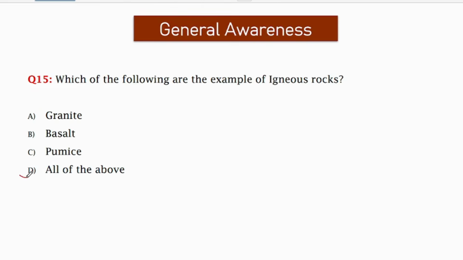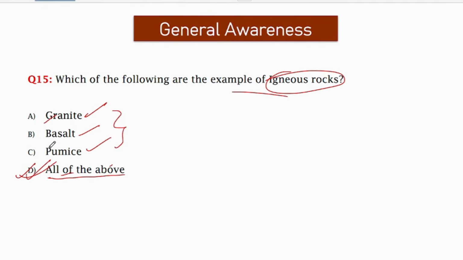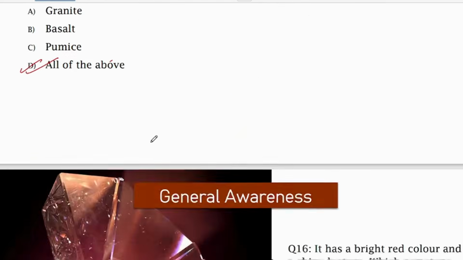The right answer is all of the above. Igneous rocks: granite, basalt, and pumice. The reason why I have given you this question and all these options is that if any one of these is there in your exam, you should know that granite, basalt, and pumice, all three are igneous rocks, right? So the answer is option D, all of the above.